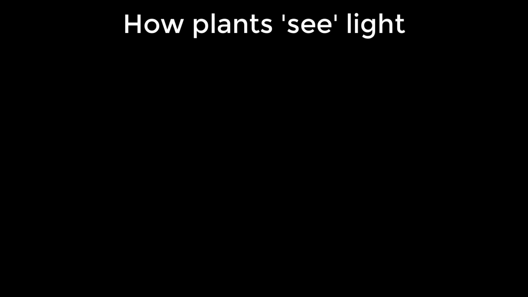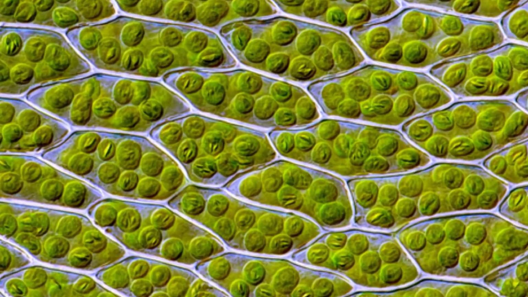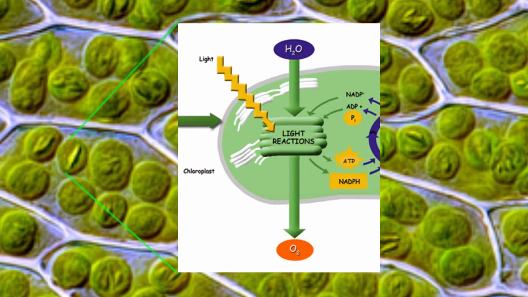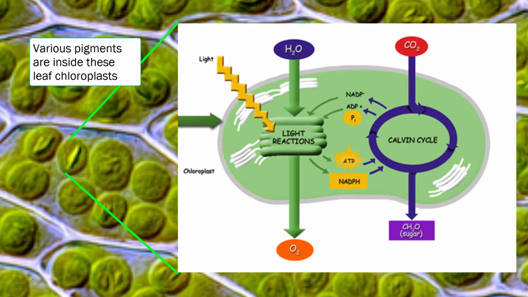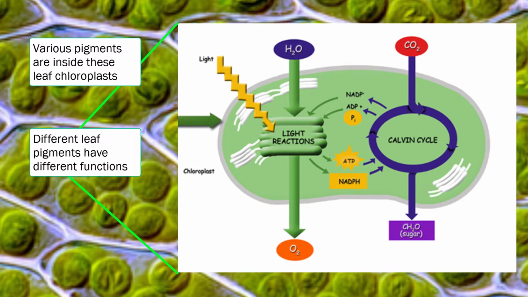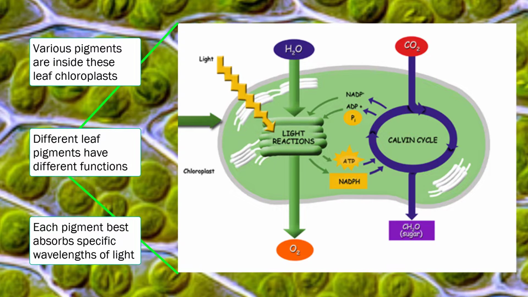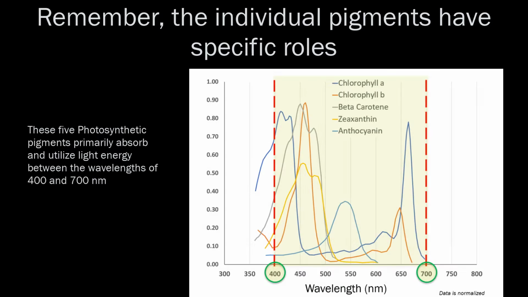So also in that first video, we talked about how the human eye sees light versus how plants see light. We took a cellular level look inside a leaf at the chloroplast, where that light energy comes in and has photochemical reactions with protein pigments inside the chloroplasts. Now, there's a variety of pigments in there that have different functions. In addition, each pigment best absorbs specific wavelengths of light, or in other words, is more efficient. So in that first video, we primarily focused on the 5 photosynthetic pigments that absorb and utilize the light energy that exists between the wavelengths of 400 and 700 nanometers. Also known as the photosynthetic active radiation, or the PAR waveband.